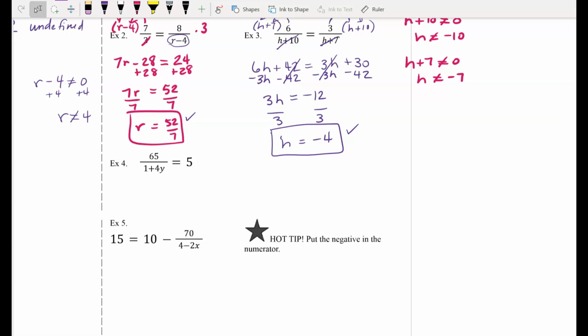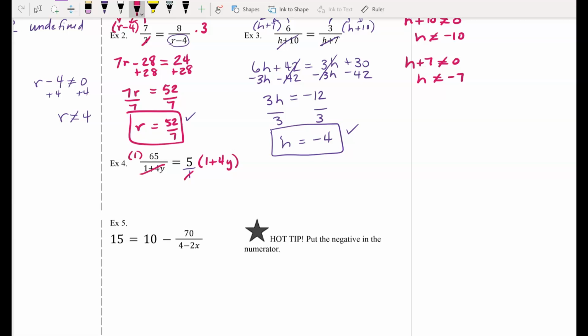Example 4 looks a little different because we don't have a fraction on the right-hand side of the equation. But remember, we can always make a number into a fraction by writing it over 1. That doesn't change the value of it. It just makes it look like a fraction. So now we can use our strategy from the previous examples. We can get rid of this denominator by multiplying 1 plus 4y by the other numerator. And we can get rid of this denominator by multiplying the other side by 1.